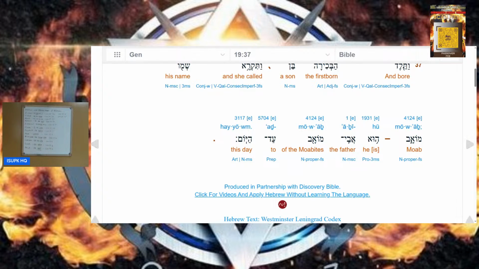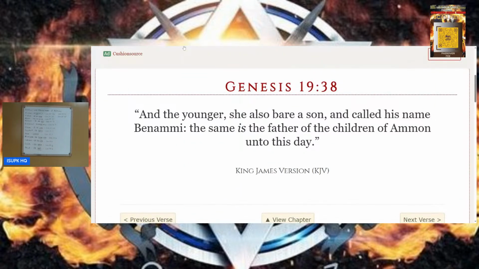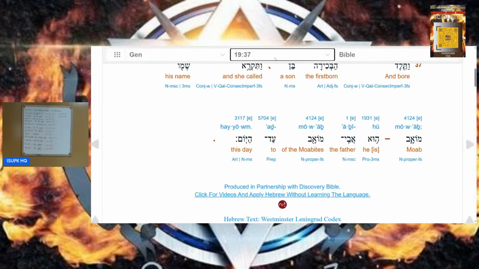Next, we're going to go to Ammon. And that would be Genesis 19, verse 38. So that's the next verse here. And it says, "And the younger, she also bare a son, and called his name Benammi. The same is the father of the children of Ammon unto this day." So there's his name. Let's look for this now in the Hebrew.